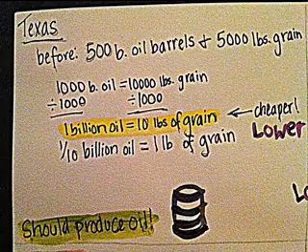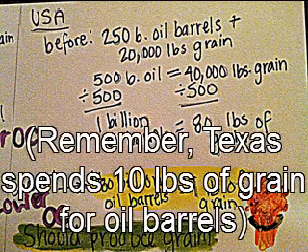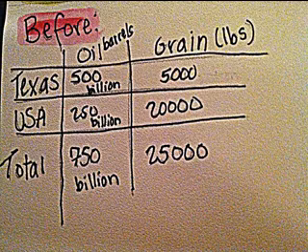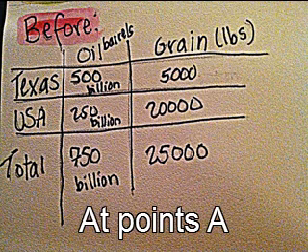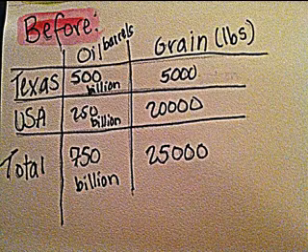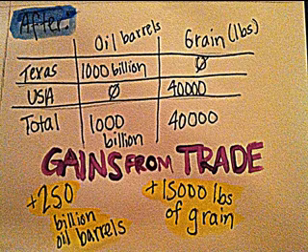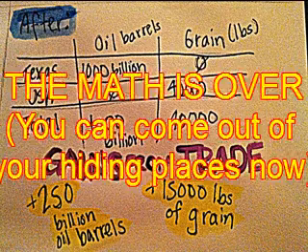Texas therefore produces oil, America produces grain, and the cost is somewhere between 10 pounds of grain and 80 pounds of grain for 1 billion oil barrels. So if Texas just does oil and America just does grain, if both countries were producing at the halfway points originally, we go up from 750 billion oil barrels and 25,000 pounds of grain to 1,000 billion oil barrels and 40,000 pounds of grain. A mutual gain of 250 billion oil barrels and 15,000 pounds of grain.